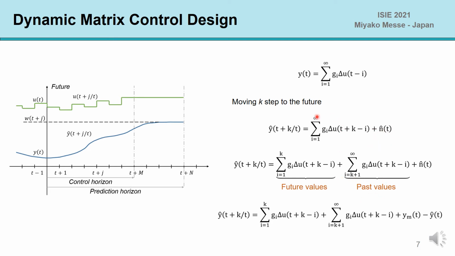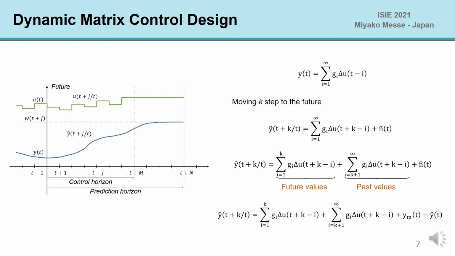If two expressions are extracted from this summation, one up to k steps and the other from k plus 1 to infinity, it can be noted that the first one estimates the future values and the second one calculates the past outputs. If future disturbances are assumed to be unchanged from present time disturbance, it can be replaced as measured system signal minus embedded model output. And we know that this term is equal to the initially stated equation.